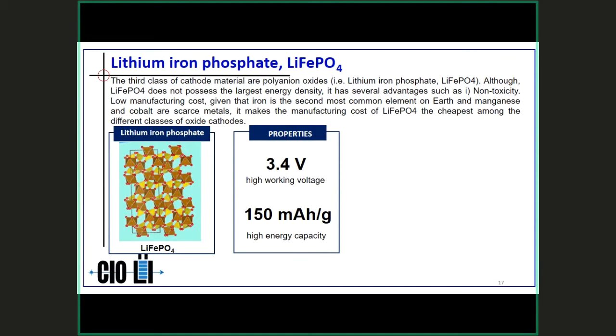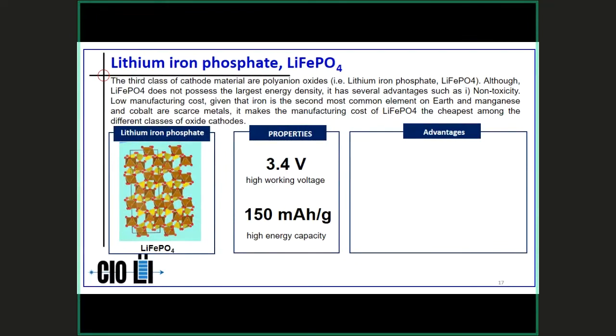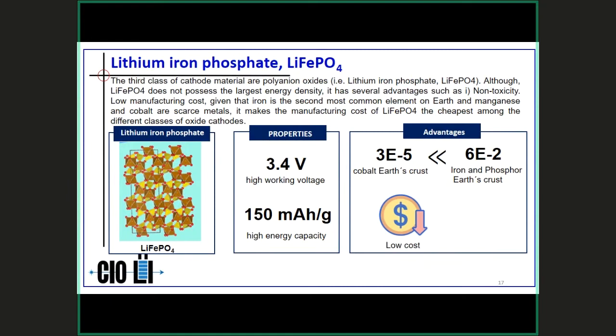The advantage of the lithium iron phosphate is that it is based on iron and phosphor. If we compare the quantity of iron and phosphor versus cobalt, we can see here the values. There is more iron, more phosphor on the planet. They are abundant materials. And this fact makes the lithium iron phosphate the cheapest cathode material among the three different classes. Another advantage of the lithium iron phosphate is that it is not toxic as lithium cobalt is.